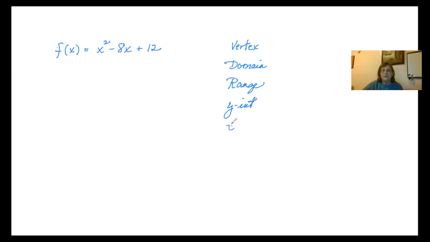For example, suppose we were given f of x equals x squared minus 8x plus 12. And they asked us to find the vertex, domain, range, y-intercept, and the x-intercepts. And of course, graph it.